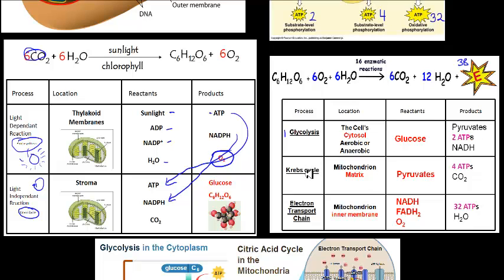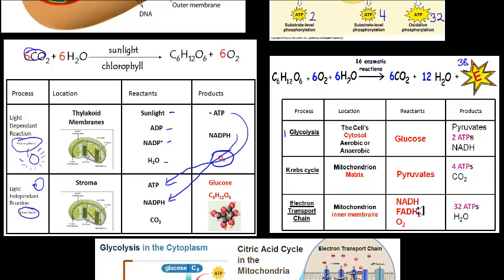In the Krebs cycle, if we have presence of oxygen in the mitochondria, in the matrix, we can take that pyruvate and we can actually change it into 4 ATPs, and this is where we actually produce the carbon dioxide that we exhale.